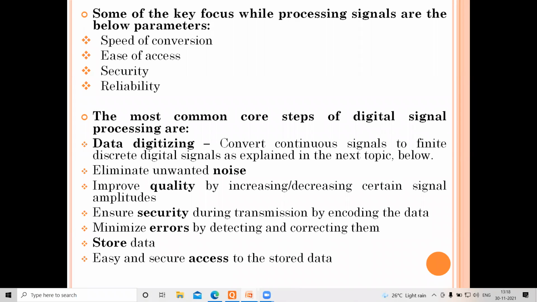Eliminating unwanted noise is one very important aspect of digital signal processing. The next one is improving quality, increasing or decreasing certain signal amplitudes. Remember, your ECG signals and your EEG signals are of very small values. They are a few hertz. Therefore, if your noise also lies in the same range, you will have to improve the quality of these signals so that we should be able to separate them properly.